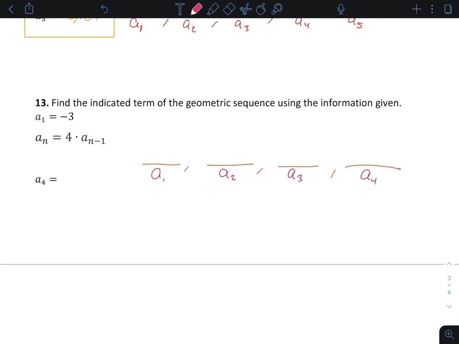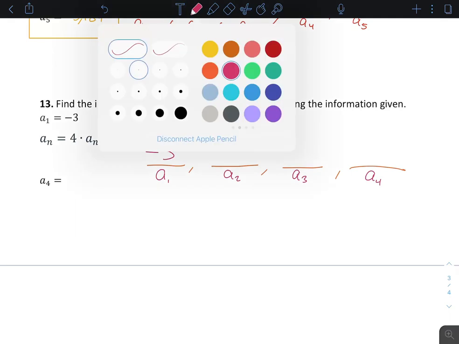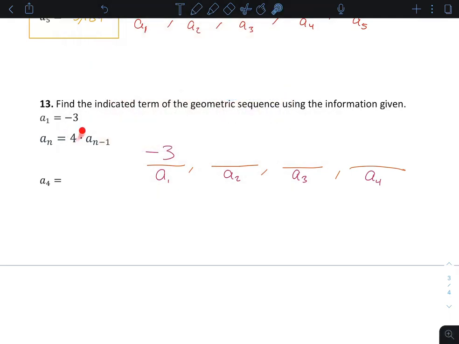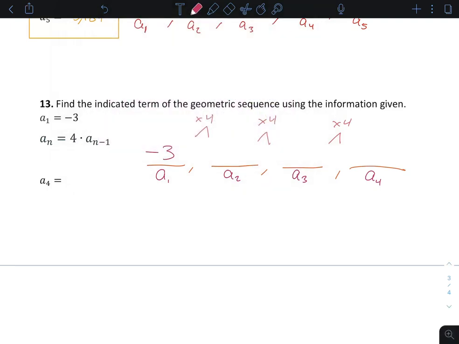So we are starting out with negative 3. And we have a common ratio of positive 4. So we're multiplying, not negative 4, positive 4, all our terms by a positive 4. So negative 3 times 4 is negative 12. Negative 12 times 4 is negative 48. And then negative 48 times 4 would be negative 192.